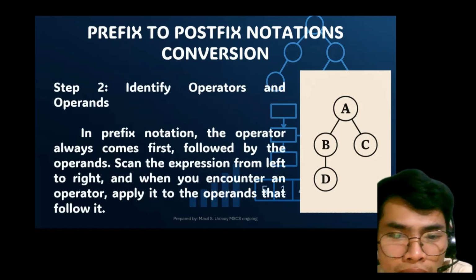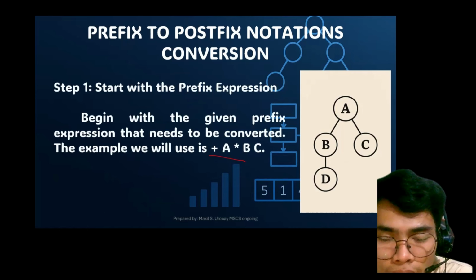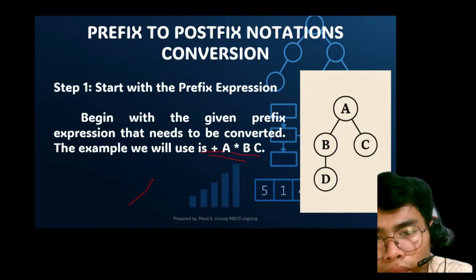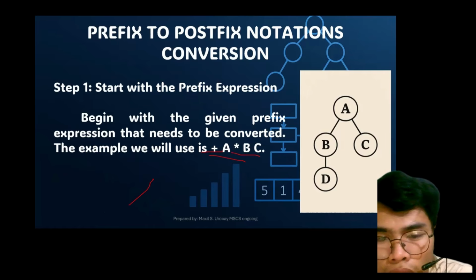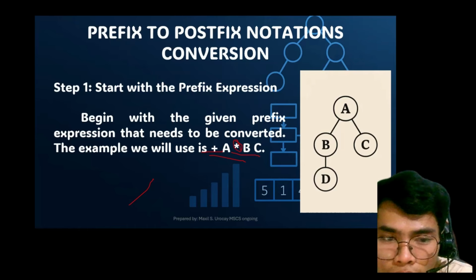Okay. Now, identify the operators and operands. In prefix notation, the operator always comes first, followed by the operands. Scan the expression from left to right, and when you encounter an operator, apply it to the operands that follow it. So from this one, it will become plus A, so therefore it will become A plus. Then there is times BC. What will be the expression that has the highest precedence here? It will be the multiplication, right? So we'll begin to see it accordingly.